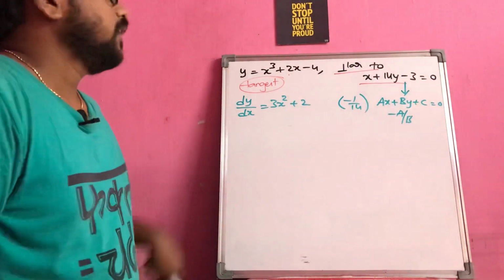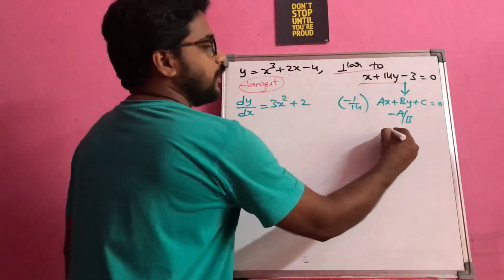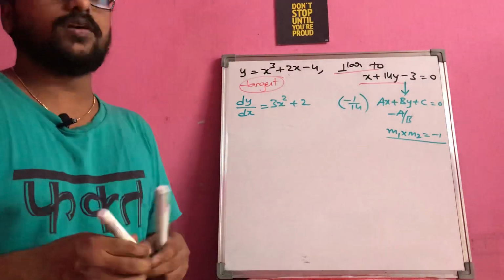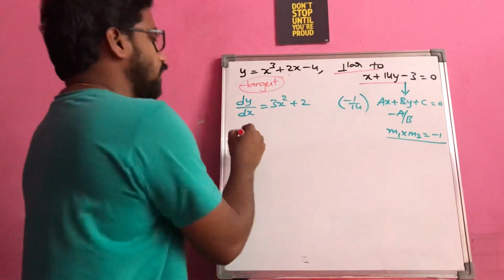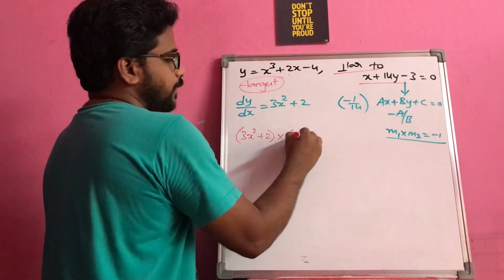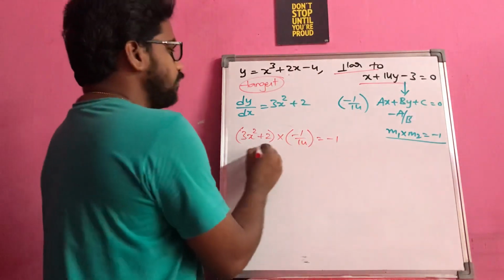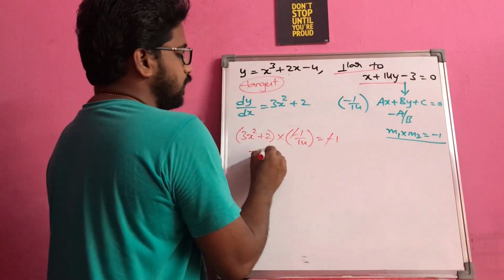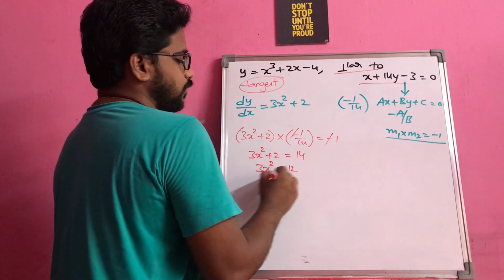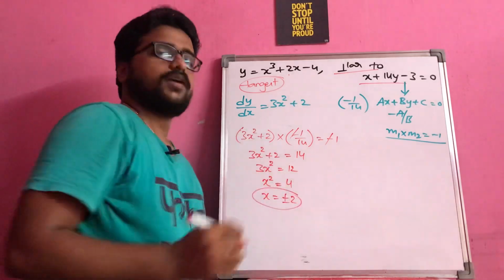Now what they are saying is the equation of a tangent is perpendicular to this one. We know that the perpendicularity condition means m1 into m2 is equal to minus 1. So this is the tangent slope, into m2, minus 1 by 14, is equal to minus 1, right? If you simplify it further, you can cancel out the minus and take this 14 to the other side. Then you will get 3x square is equal to 12, x square is equal to 4, x is equal to plus or minus 2, right?